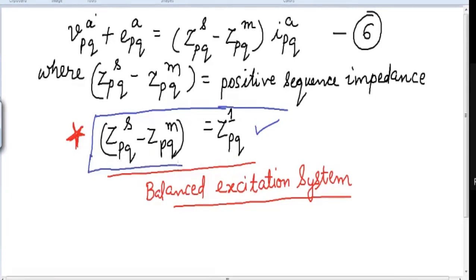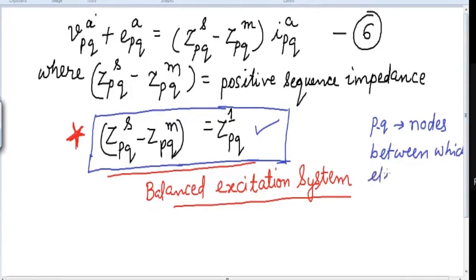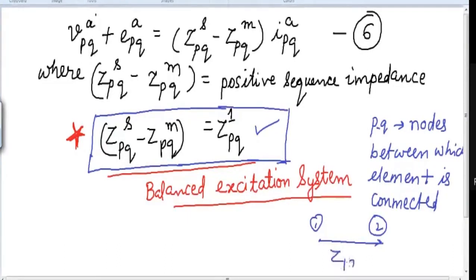The value of the positive sequence impedance is ZPQS minus ZPQM, where P and Q are the nodes between which the element is connected. You all know what it is. So if 1 and 2 are the nodes, in a 2-point bus, and you want to calculate between 1 and 2, this becomes Z12. So Z12 and 1, this one will represent positive sequence impedance. So this is what we understand by this nomenclature: ZPQ1 means P and Q are the nodes between which the element is connected. Okay, so we will stop.